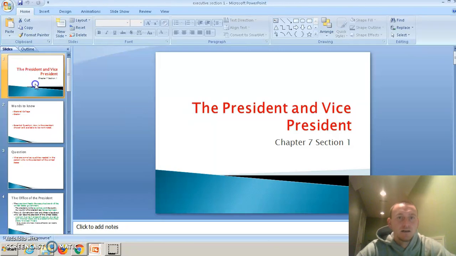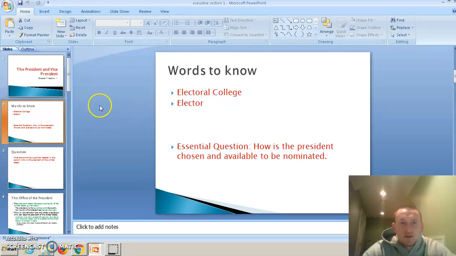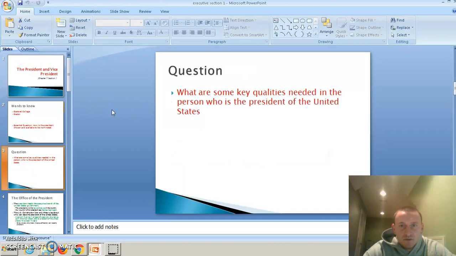Okay, next we got the executive branch. The executive branch is comprised of our president, our vice president, and also our cabinet. Two words you need to know: electoral college and elector. How is the president chosen, available, being nominated? What are some key qualities? You should have already answered this.